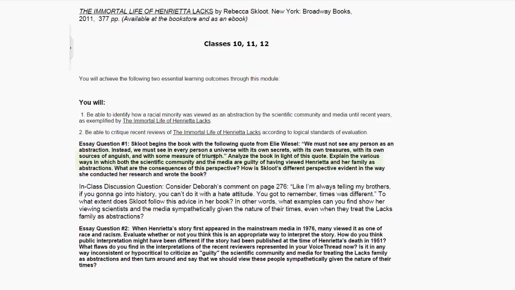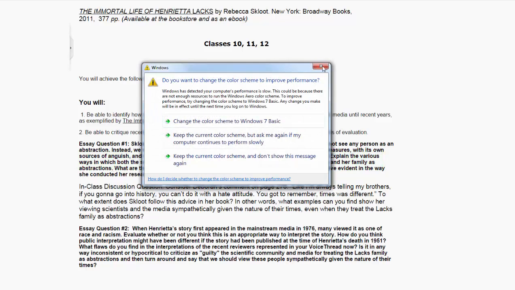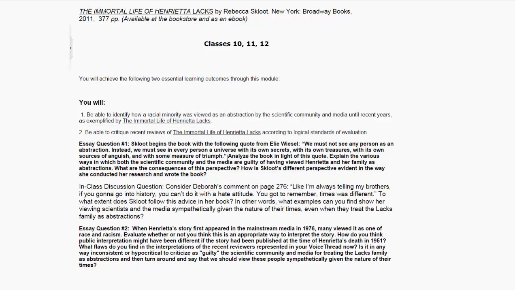But the heart of the question for question 1 is explain the various ways in which both the scientific community and the media are guilty of having viewed Henrietta and her family as abstractions. That's really the heart of the question. Let me just boldface that so that you focus on that. If you can't accomplish the other questions that are part of this overarching question, essay question number 1, it's important that you at least tackle this one, that you at least get the students to engage in this one.